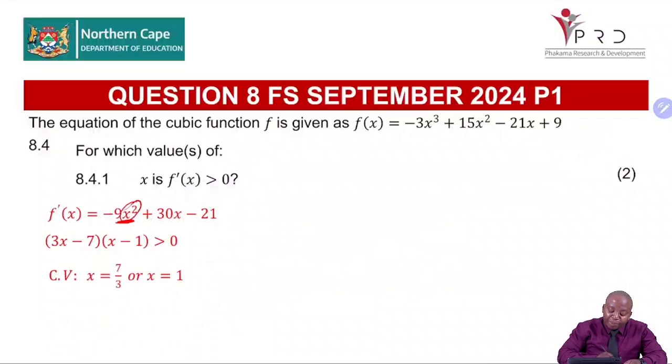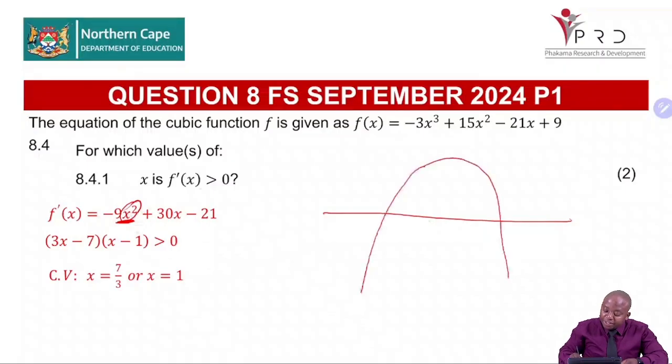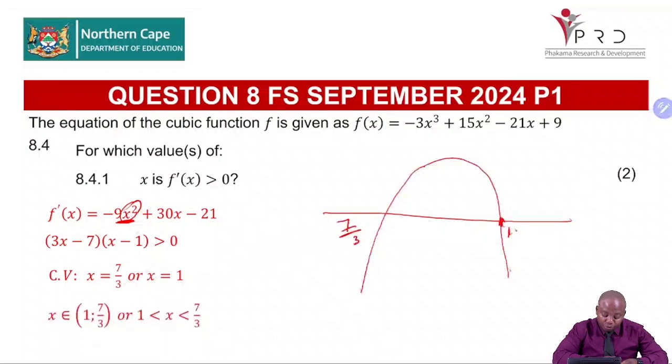We are going to have our critical values. Our critical values, remember, these are the points we are going to plot on our basic parabola. For our basic parabola, it's negative, so it's going to be facing down. Our x-intercept, it is 7 over 3. And the second one is x equals 1. Right. Then, the 7 over 3 is bigger than 1. So I just made that mistake.